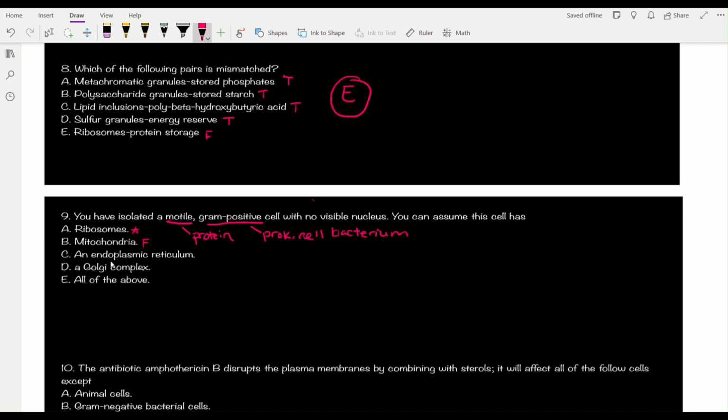C. An endoplasmic reticulum. Well, eukaryotes have that, so we're going to put a false. D. A Golgi complex. Eukaryotes have that. We're going to put a false. And since we have false answers here, E cannot be an answer. So we're going to put a false. So the only one that we have left is A, ribosome. So the answer is A.